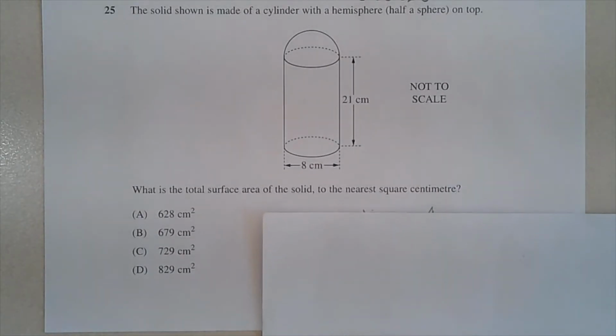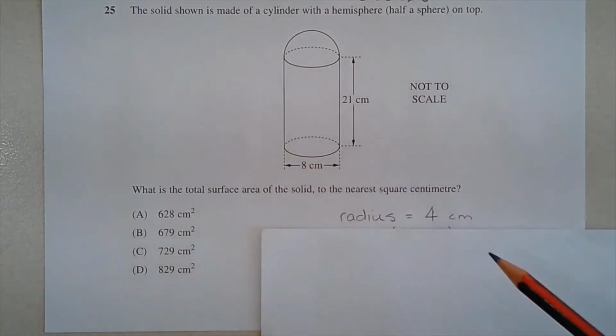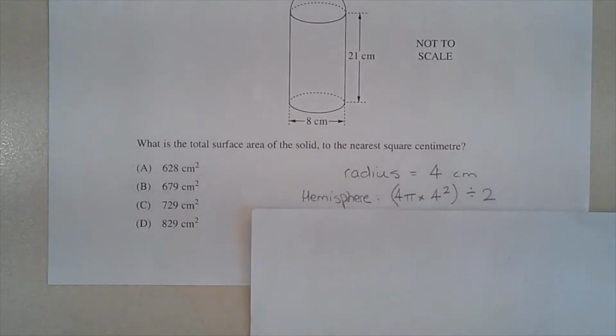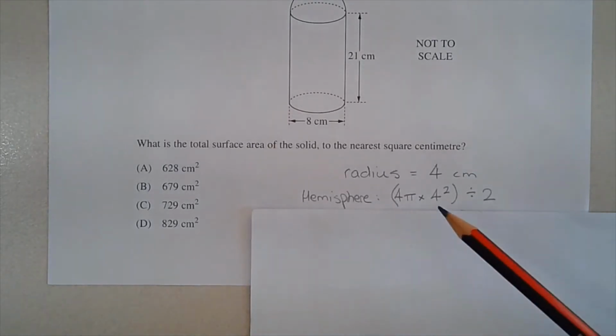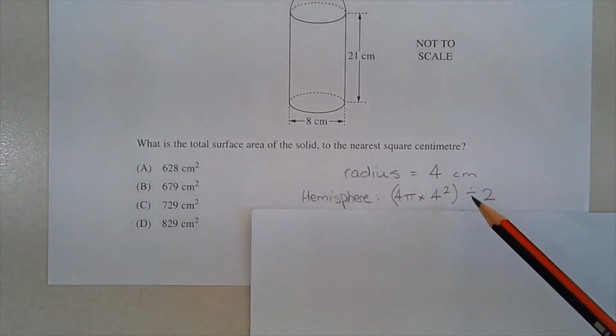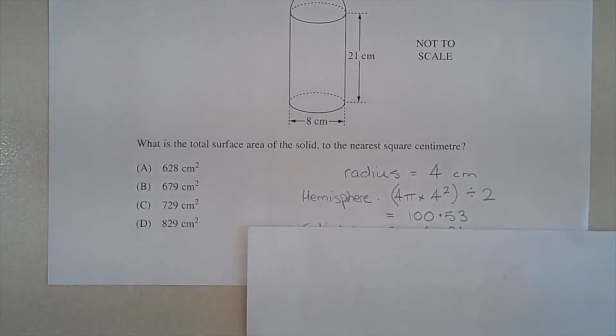So firstly, let's determine the radius. That's half the diameter. Diameter is 8 centimeters, radius is 4 centimeters. Next, let's work out the surface area of the hemisphere. For the formula, we take a sphere, so that's 4 pi r squared, and then divide that by 2 to get half a sphere. So the hemisphere is 4 times pi times 4 squared, divided by 2, and that equals 100.53 square centimeters.